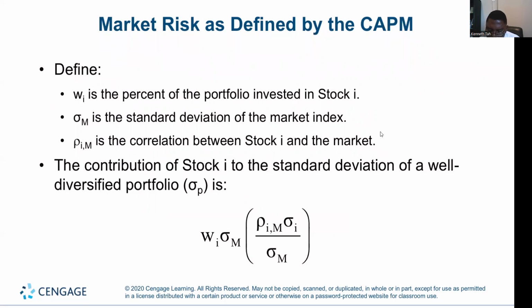So the contribution of stock I to the standard deviation of a well-diversified portfolio is basically the weight of stock I times the risk of the market times the correlation coefficient between the stock and the market times the standard deviation of the stock divided by the standard deviation of the market.